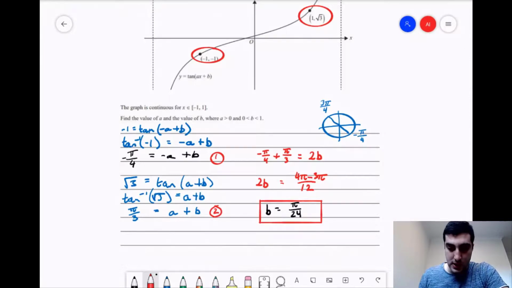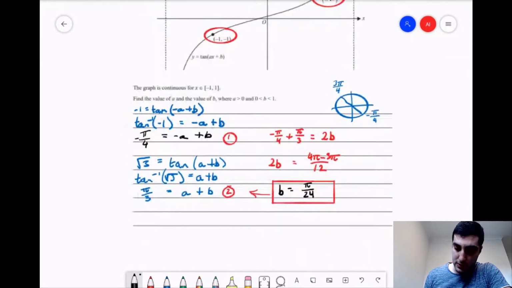Great. And then finding A is relatively straightforward. We just take this solution and then sub it into one of these equations. So let's just sub it into 2. It doesn't matter which one. It should work out the same either way.